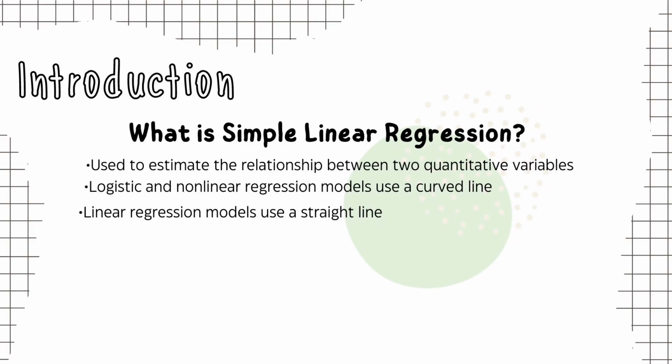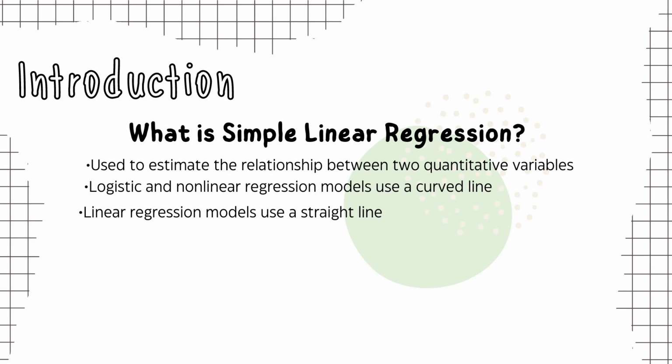Introduction. What is simple linear regression? Simple linear regression is used to estimate the relationship between two quantitative variables. We can use simple linear regression when we want to know, firstly, how strong the relationship is between two variables. Second, the value of the dependent variable at a certain value of the independent variable.